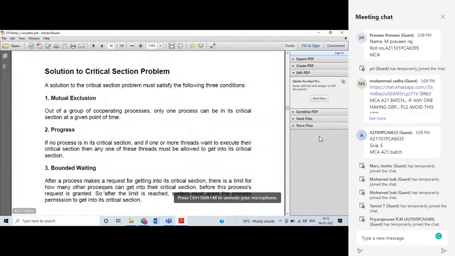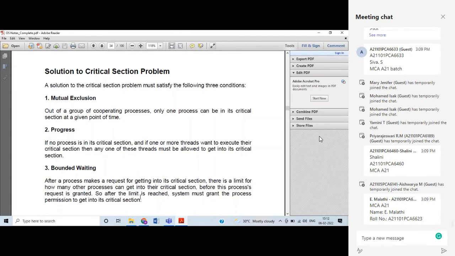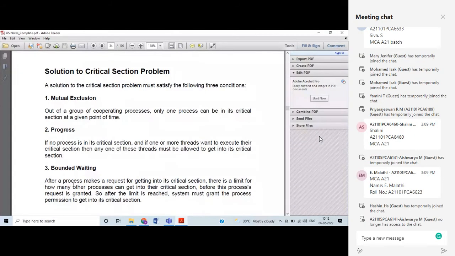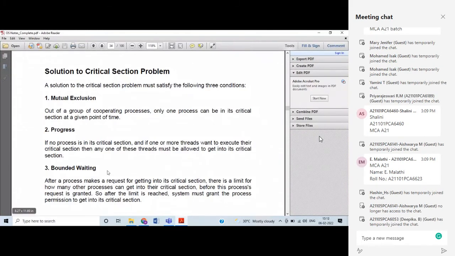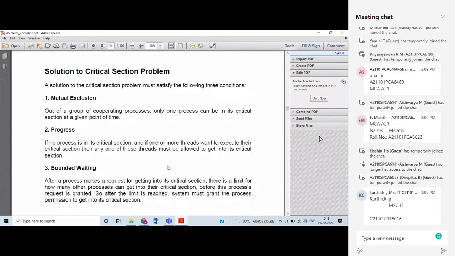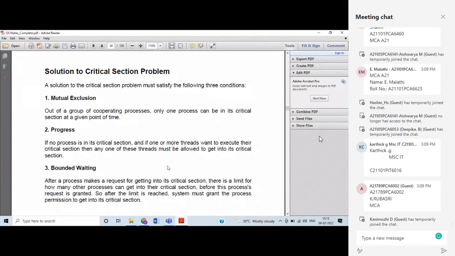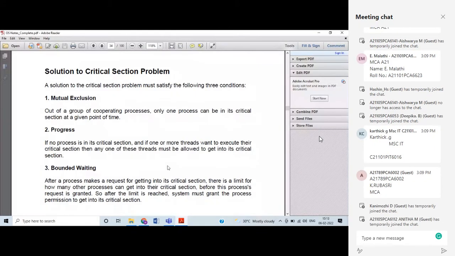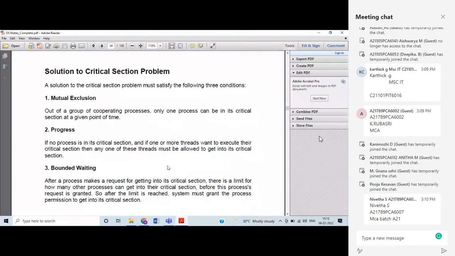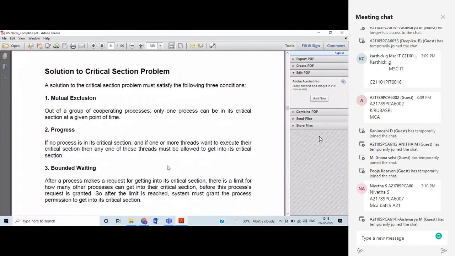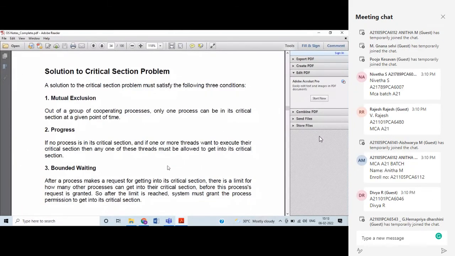Then the third condition is bounded waiting. After a process makes a request to get into its critical section, there is a limit on how many other processes can get into the critical section before it. Bounded waiting is nothing but this: when a process makes a request to get into the critical section, there is a limit, some specific number of processes that can wait in the queue. That is called bounded waiting. So these are the conditions for the critical section problem.